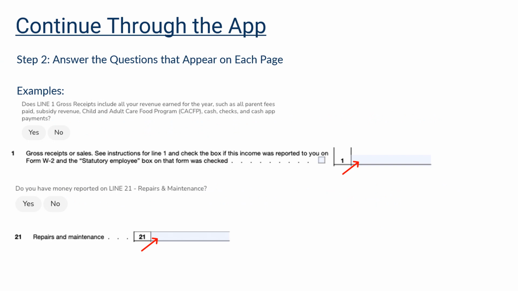Once you've begun, you will proceed through the site's prompts by answering a series of yes or no questions. Answers to each question are dependent on if you have information entered in the relevant line. Some examples can be seen here.